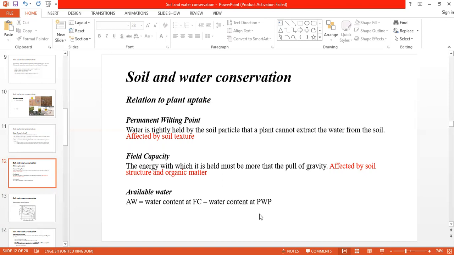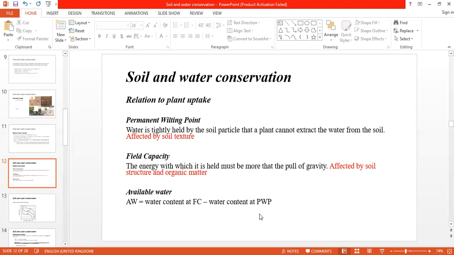So if you've automated your irrigation system and you've connected it with your matrix potential sensor, it will be reading your matrix potential. As soon as it reaches a certain point, then your irrigation will switch off. Your irrigation system will switch off automatically. So you can actually automate it.